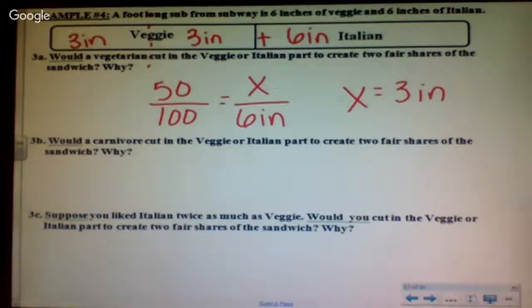But then that means one person is going to get 9 inches of sandwich and another person is going to get less. Yeah, but as a vegetarian, I'm only going to eat the 3 inches of veggie, and I'm going to throw out the Italian because I won't eat it.